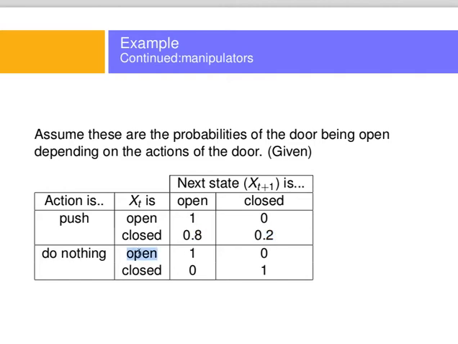If the door was open and I do nothing, it'll stay open 100% of the time, and it will be closed 0% of the time. If I do nothing and the door is closed, it will not be open. Actually, 100% of the time, it will stay closed. So I have these probabilities to play with.